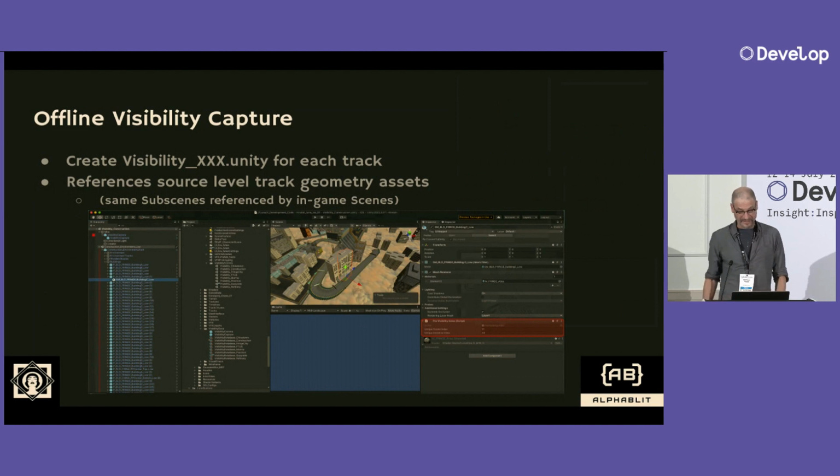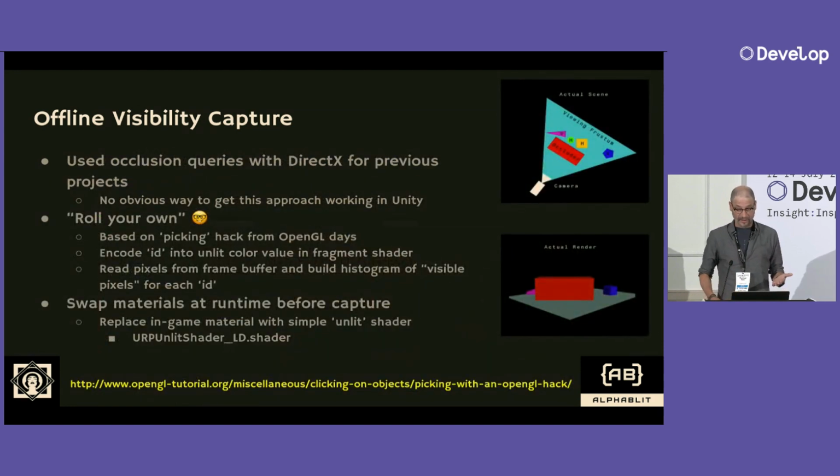So this is just a sample of one of our visibility scenes. The main point here is it pulls in the same source geometry as our runtime in-game scenes. This is a different scene that's never loaded in-game; it's purely constructed in order to run these visibility labs offline. So it's just a quick slide on how we approached this. In previous games where we've used this technique, we've used occlusion queries with DirectX, but there's no obvious way to get this working within the Unity framework. So on my colleague Neil's suggestion, we decided to roll our own based on a picking hack from the OpenGL days.